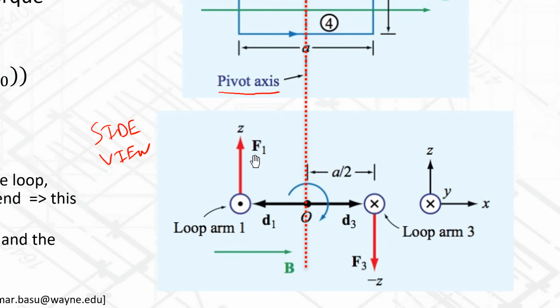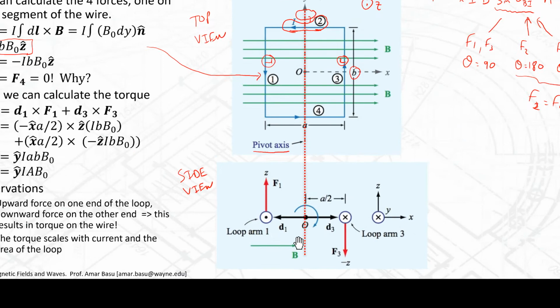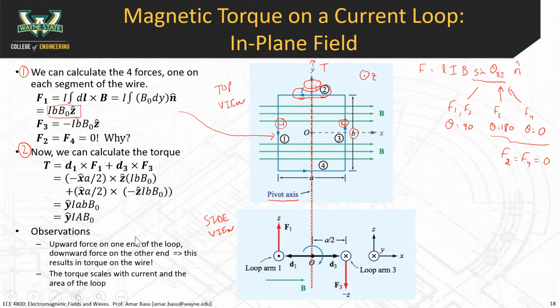But in this case, you can see that you have one force going in this direction, one force going in this direction. So the two torques add up, and there's some torque used to rotate this about the axis, rotate the motor about the axis. Okay, so adding up those two components, you can come up with this equation, y hat I A times B B0. So A is the length, B is the width.